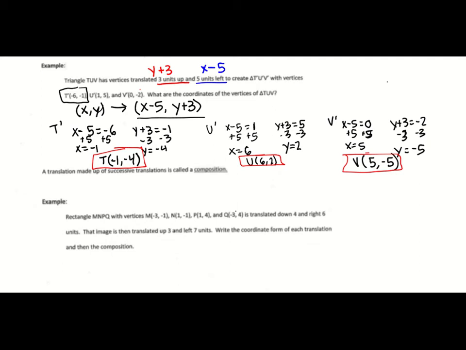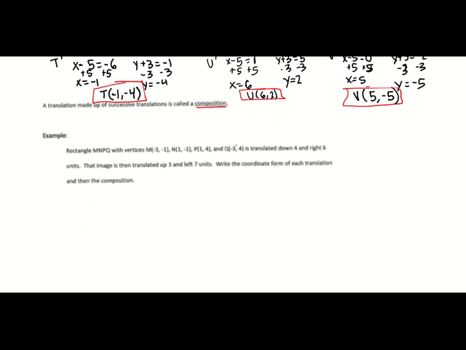If you have an image or a pre-image that is translated more than once, sometimes you might translate it one time in one direction and then another time in another direction. That would be called a composition. So a translation made up of successive translations, that means a bunch of translations in a row, is called a composition. Okay, we've got one more example at the bottom.